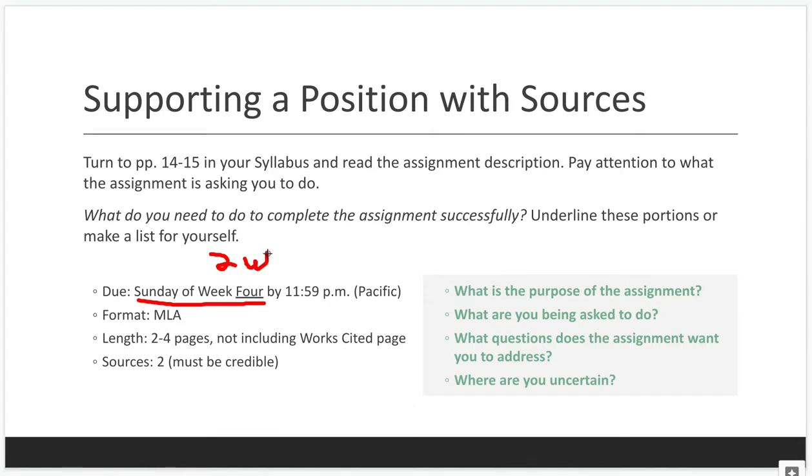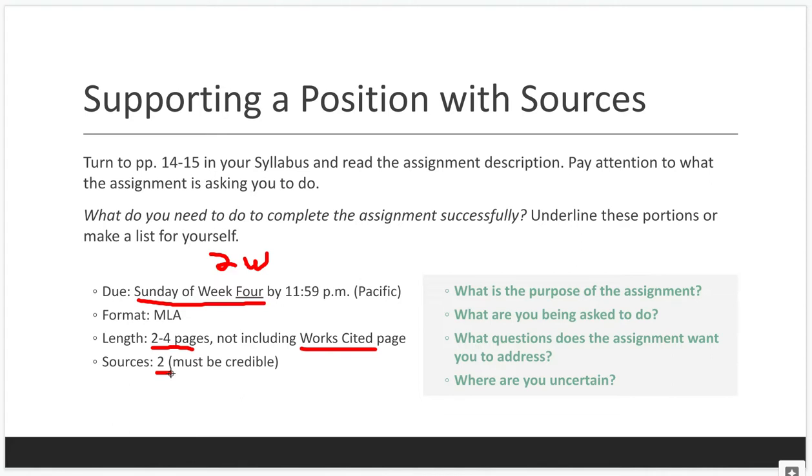So that's a bit different than last time. Again, it's about 2 to 4 pages, not including the works cited page, and you must have 2 sources that are credible or preferably scholarly. Okay, and I'll explain what scholarly is a bit later.